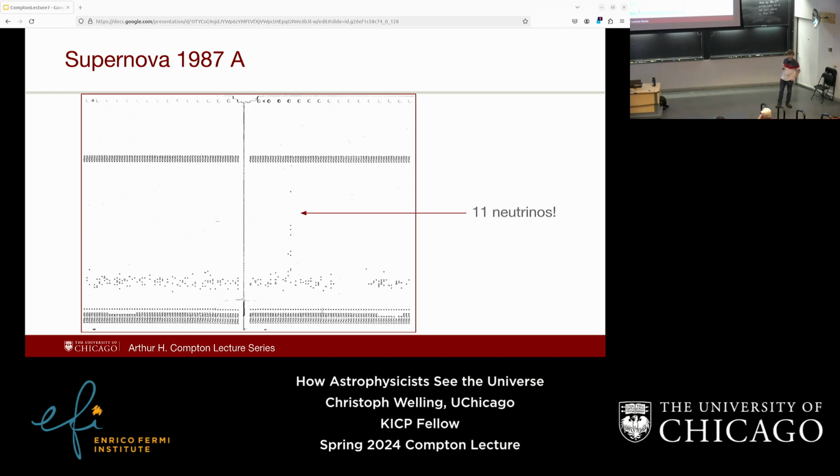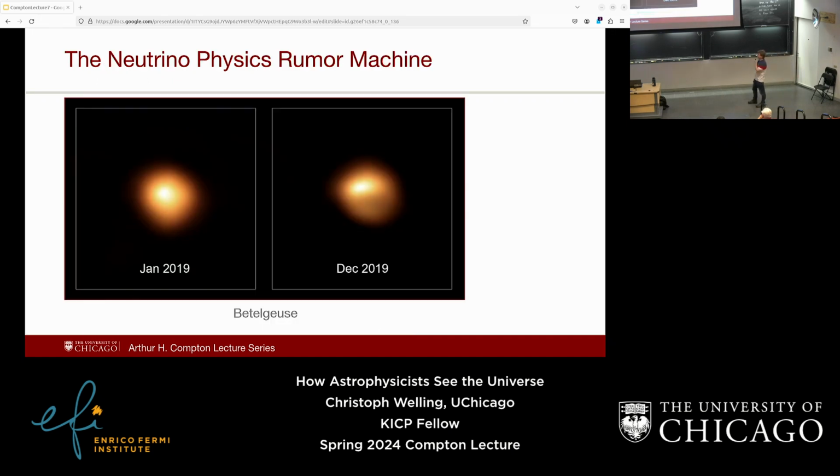But speaking of small effects we can measure, this is the only supernova, unfortunately, or you can argue, fortunately, that happened so close to us. So this is the only time we actually got neutrinos from a supernova.